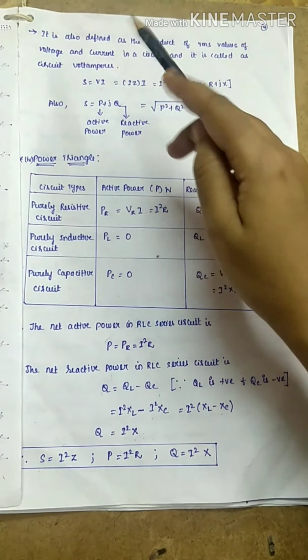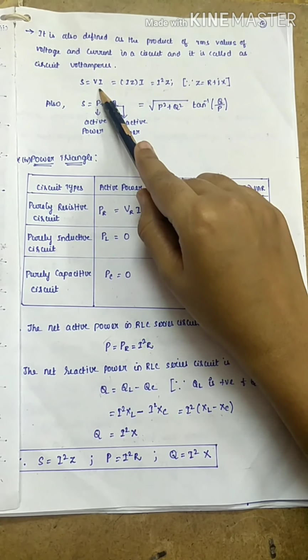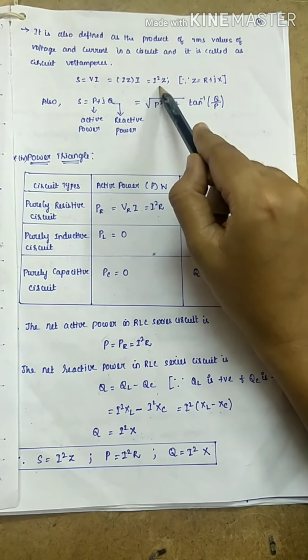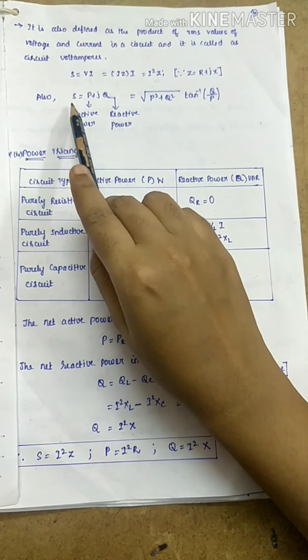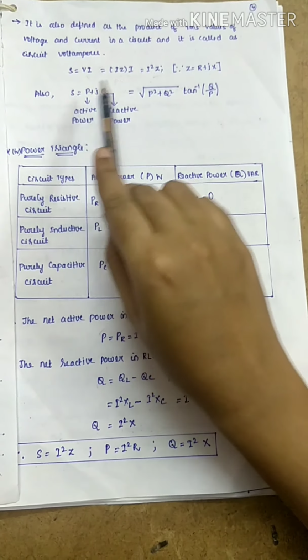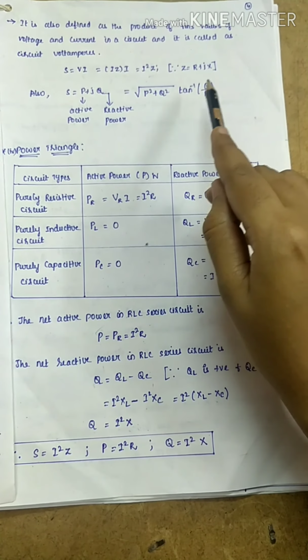The formula for apparent power is S is equal to VI. Substituting values, we get I square Z. By adding the active power and reactive power, we can also get the value for apparent power, that is S. This denotes the magnitude and it gives the angle.